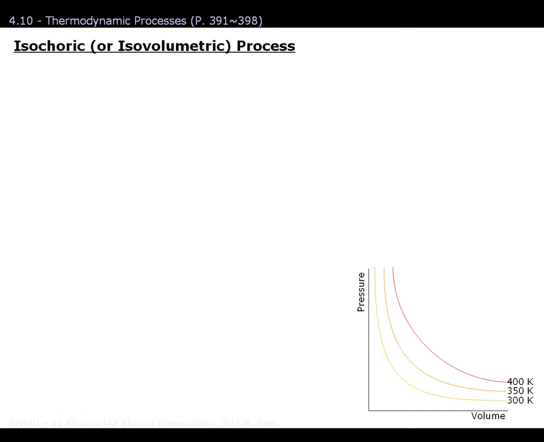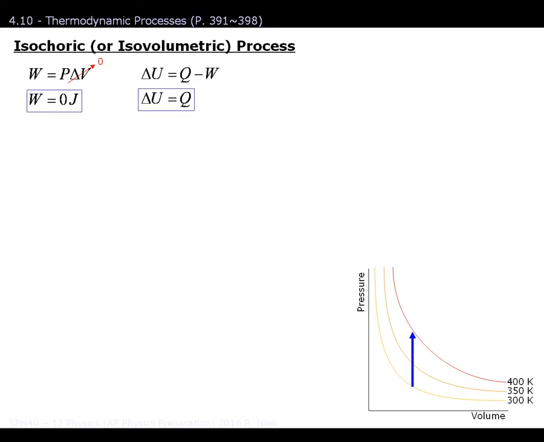An isochoric process is also known as an isovolumetric process. In other words, the volume remains the same. You'll notice over here that there's no area underneath the graph. And since there's no area underneath the graph, work is equal to 0. You can also see this mathematically. Since there's no change in volume, work is equal to 0.